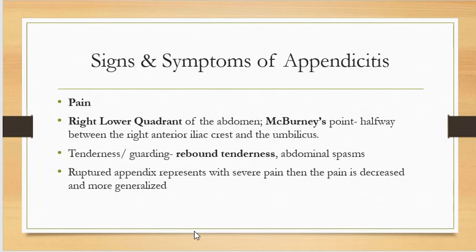We don't really want to palpate it. And then we can have rebound tenderness. So we push down on there, and then they'll have a rebound, more acute pain afterwards, after we push down on there. And then once again, as I said, if the appendix does rupture, it will present with severe acute pain, and then the pain will decrease. So that's actually a bad sign.